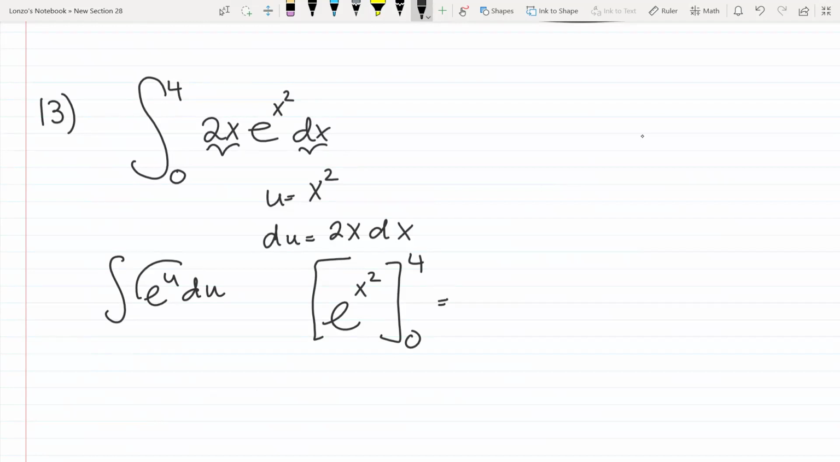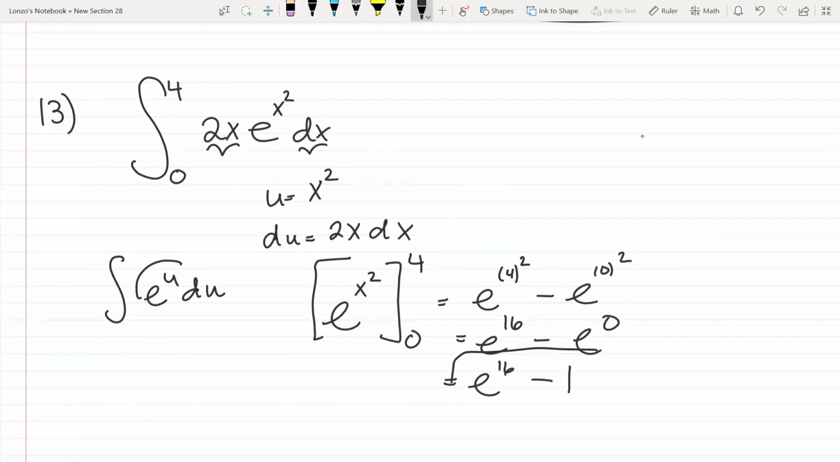So this would be expressed as e to the upper boundary 4 squared minus e to the 0 squared. So 4 squared is 16, so that's e to the 16. And then what's e to the 0, or anything raised to the 0? 1. Okay, so your final answer is e to the 16 minus 1.